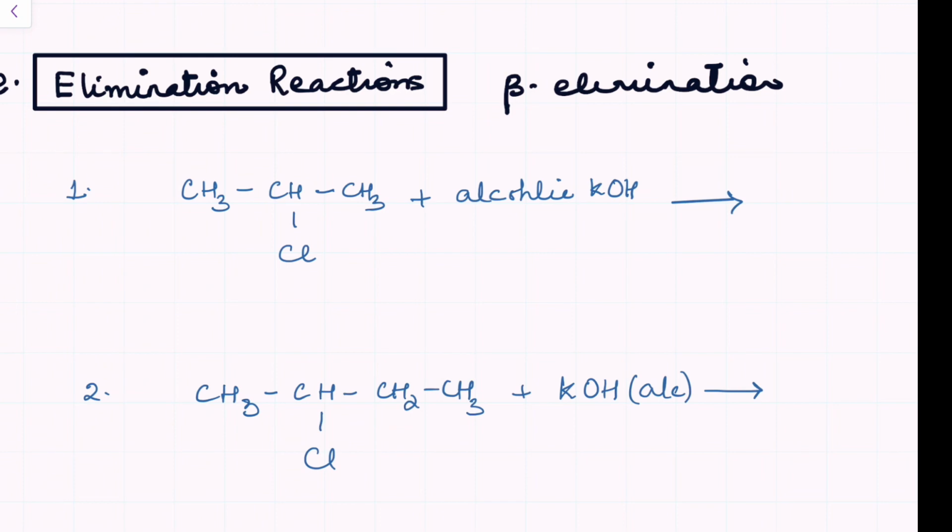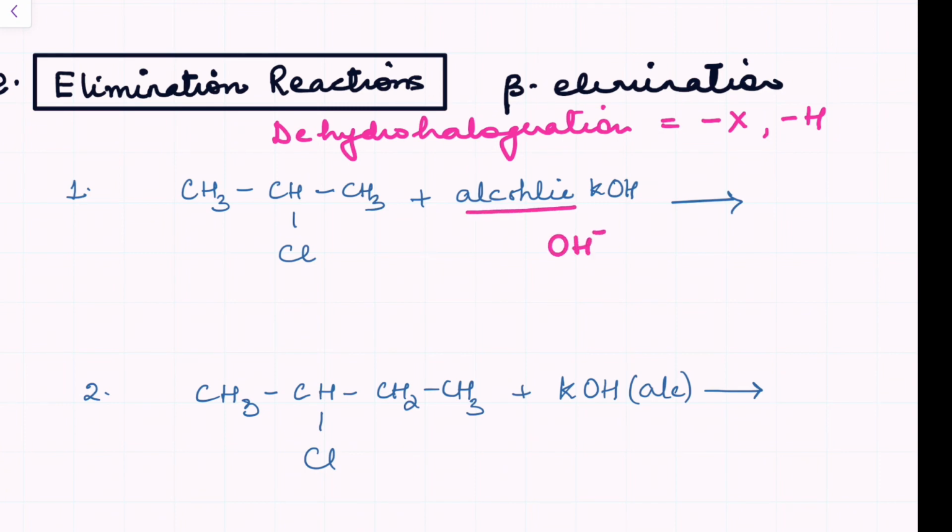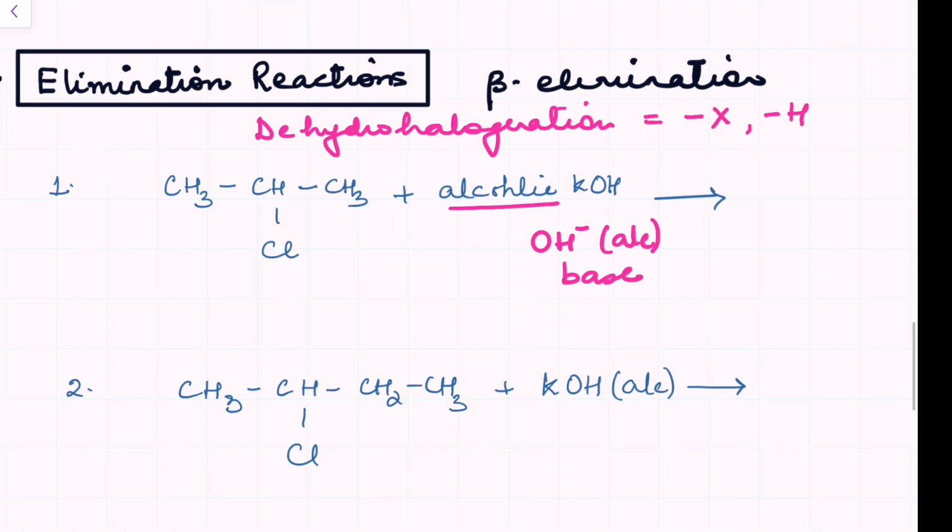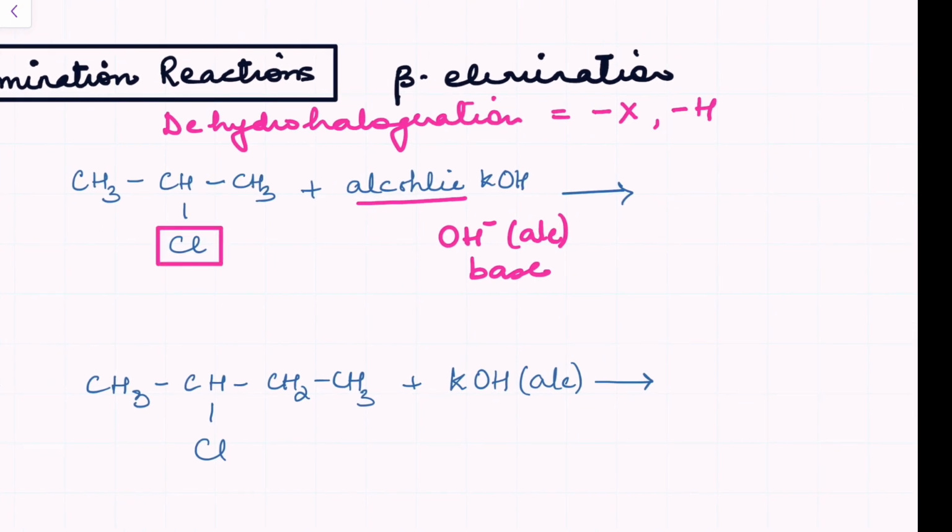Let's do elimination, also known as beta elimination. This is also known as dehydrohalogenation. Why? Because we remove halogen and we remove hydrogen also. And why beta elimination? In presence of alcoholic KOH, which generates OH minus, which is a base, not a nucleophile, a base which makes it undergo elimination. So what happens is this Cl is lost as KCl, right? And this OH will combine with one of the beta H.